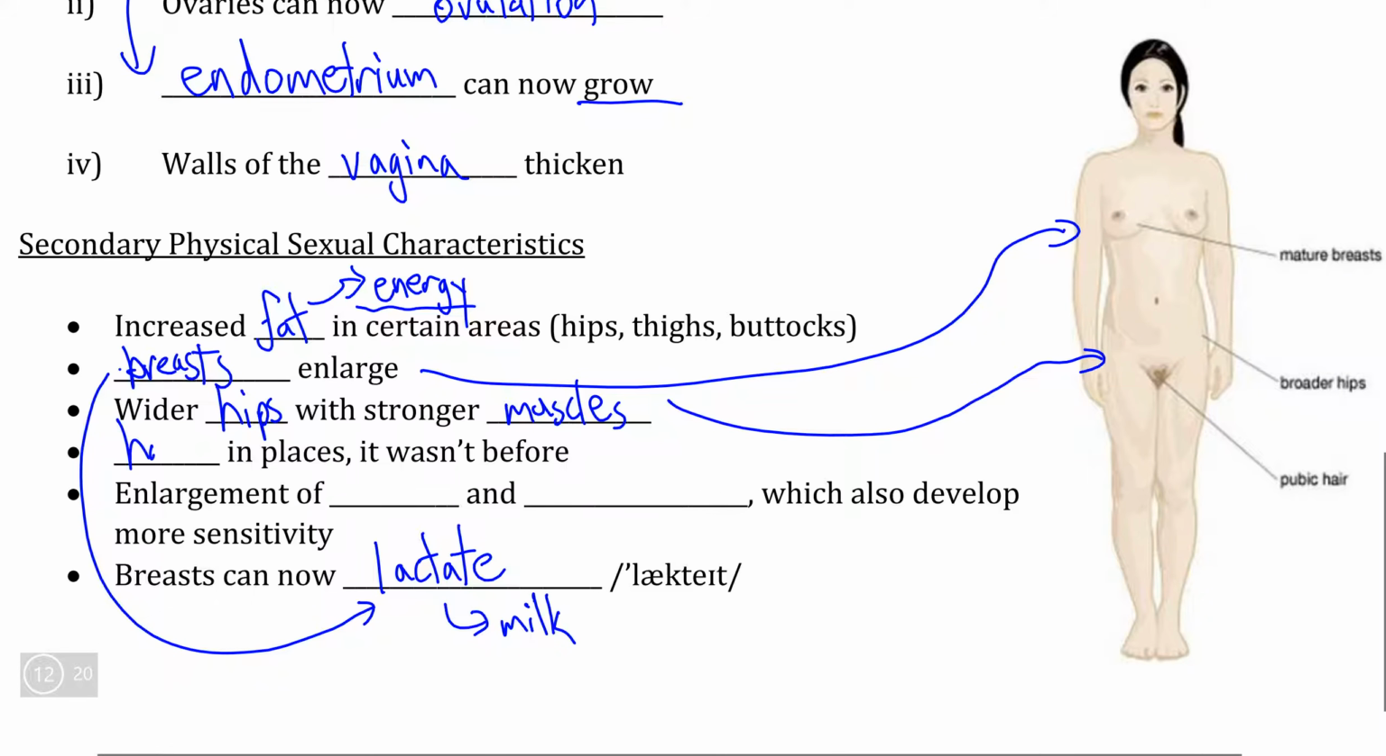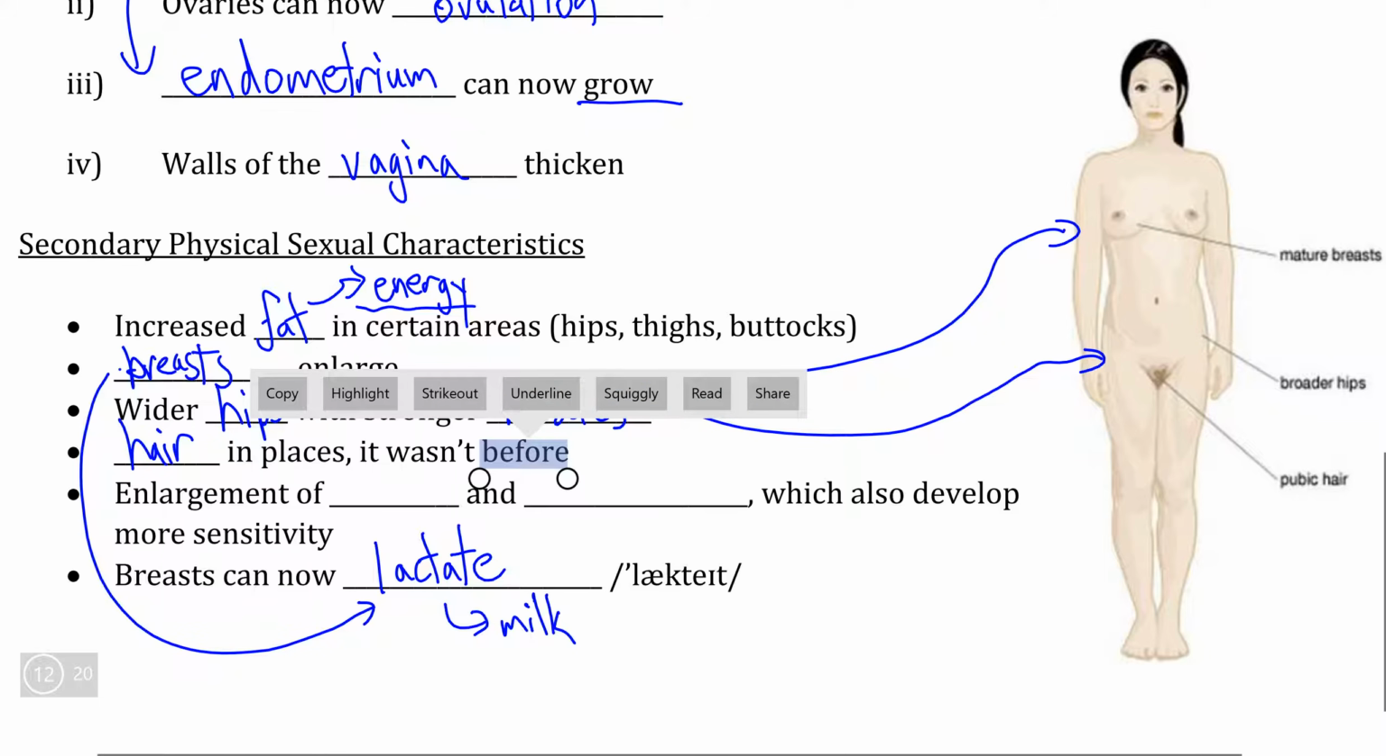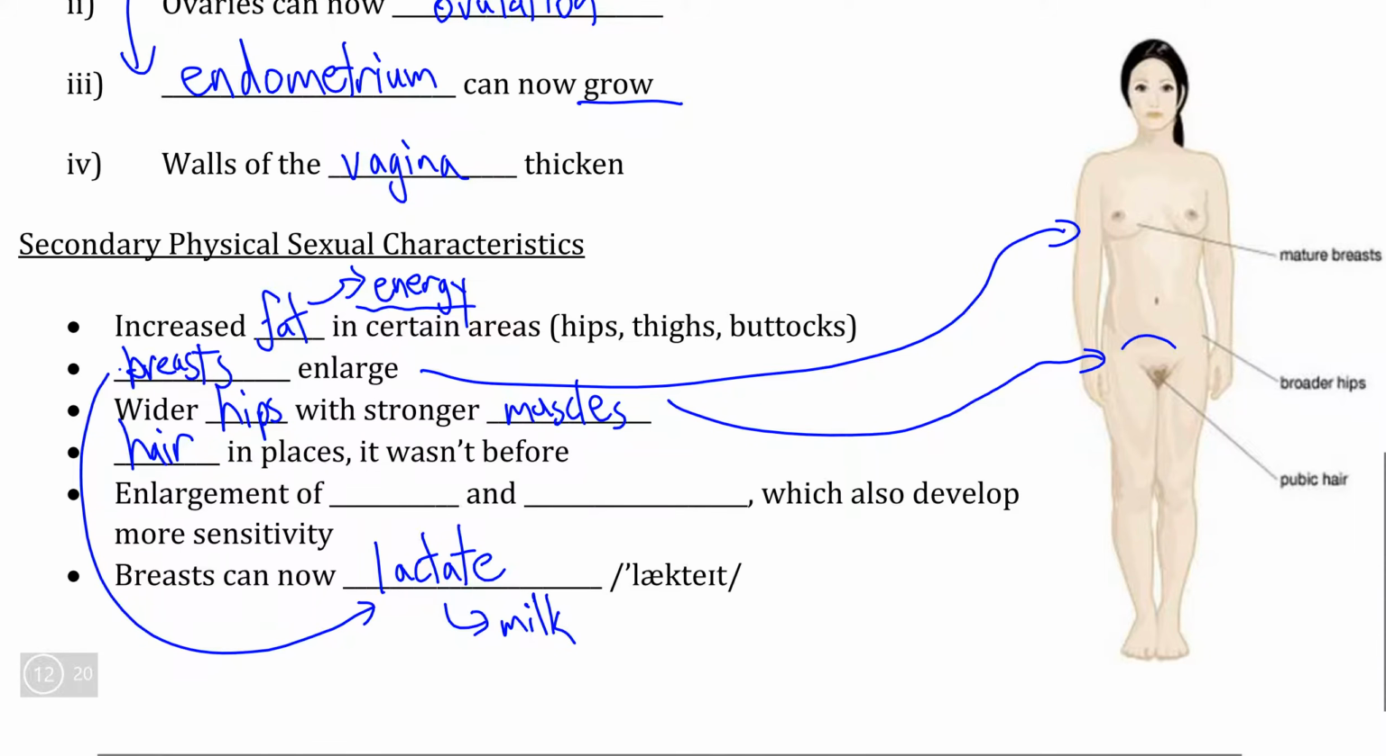Just like males, females often find hair growing in places where it wasn't before, specifically around the genital area, because hair acts as a physical barrier to stop any pathogens from getting up the vagina into the uterus and potentially infecting the child. Finally, the last characteristic is the enlargement of the areas around the vagina, that being the labia and the clitoris, which are the sexually stimulative organs, which is very important in terms of the fact that these are both the pleasure sensors that are stimulated during sexual intercourse.